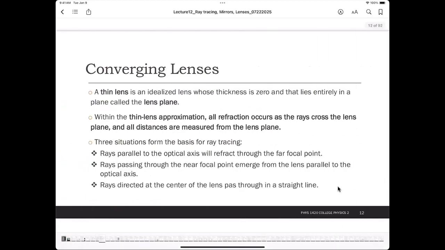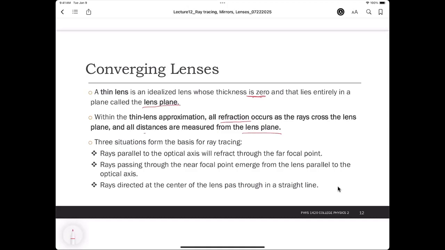Okay, let's continue to talk about more details of converging lenses. A thin lens is an idealized lens whose thickness is zero, and that lies entirely in a plane called the lens plane. Within the thin lens approximation, all refraction occurs across the lens plane, and all distances are measured from the lens plane.